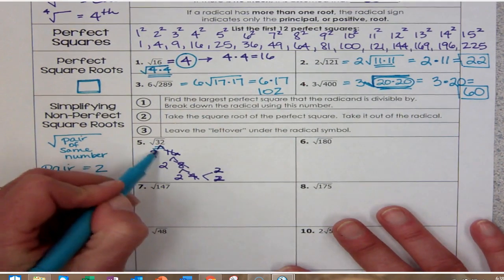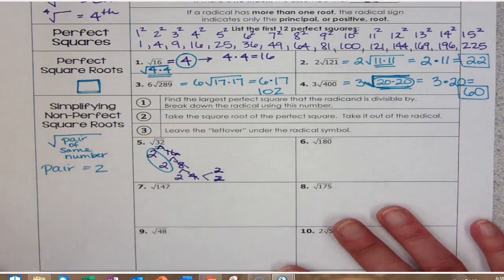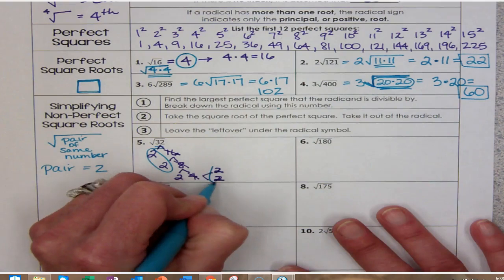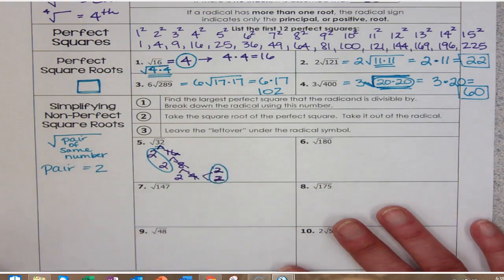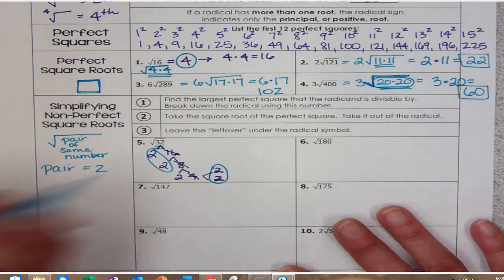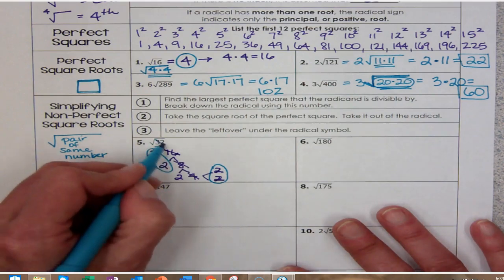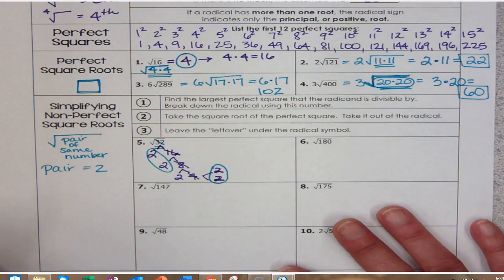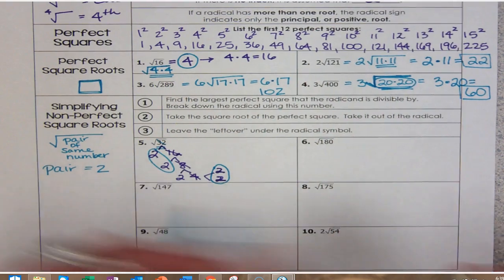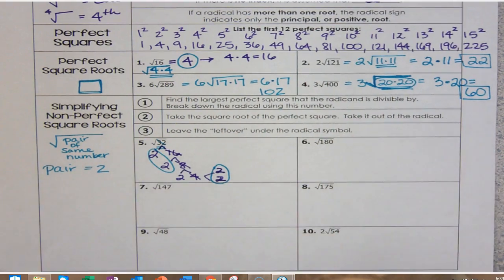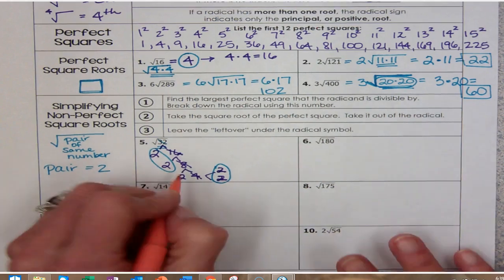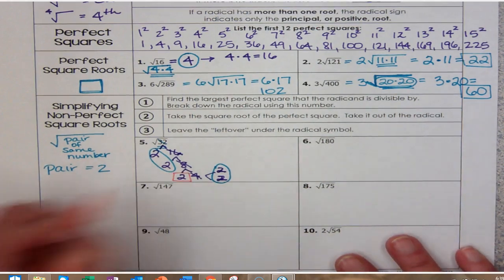Okay, so right here, there's a pair of 2s. I'm going to circle those. Here's a pair of 2s. I'm going to circle those. But I need to account for every single number. These are all crossed out. I should probably even cross out that 32. And I'm left with this 2, which does not have a friend, does not have a partner.